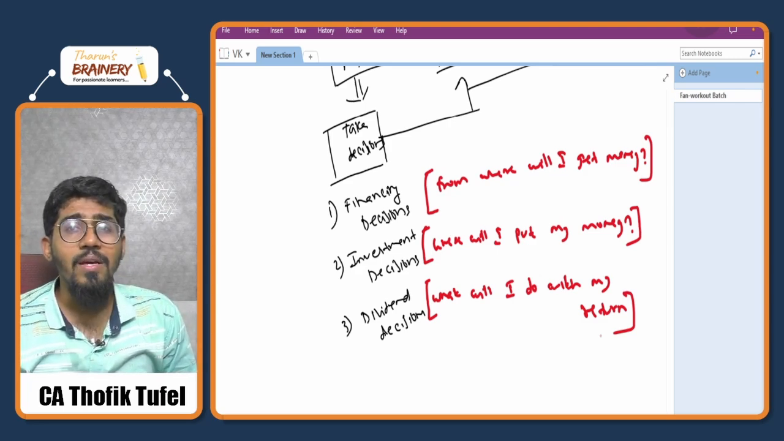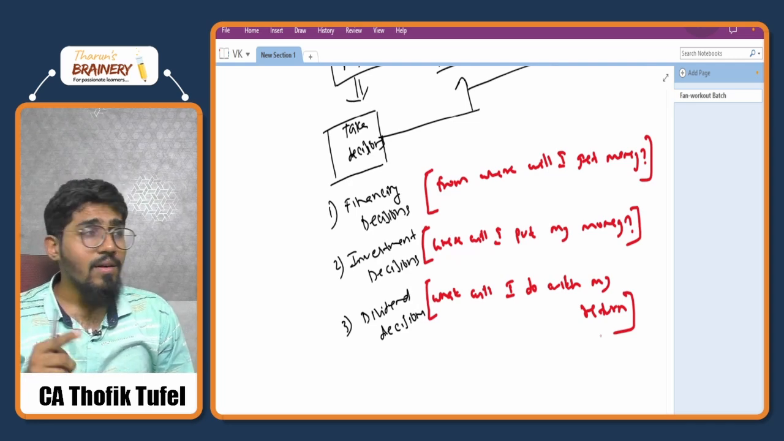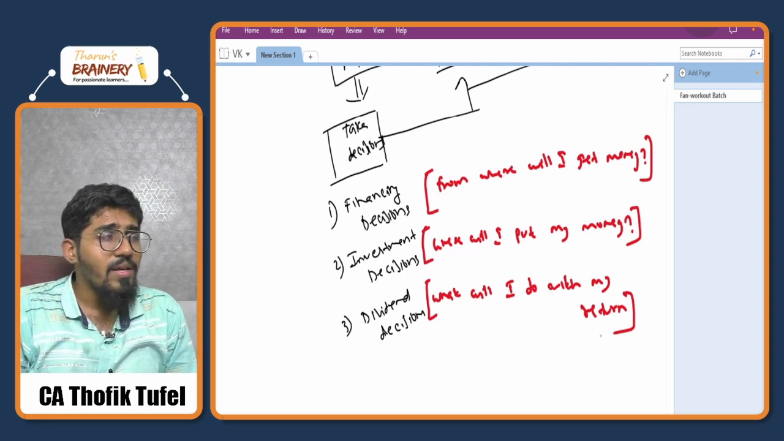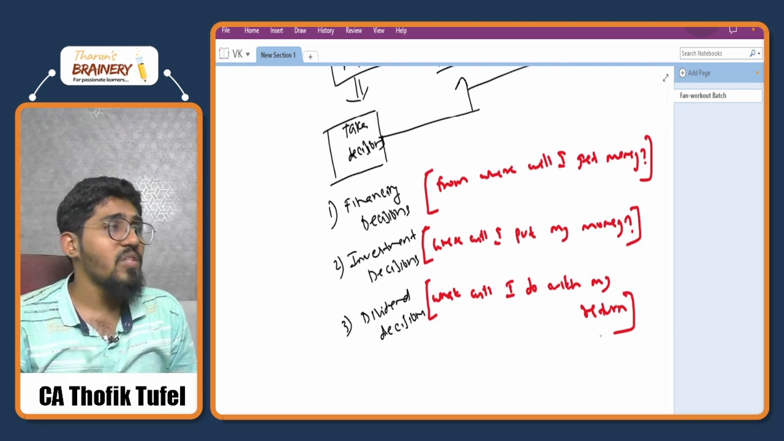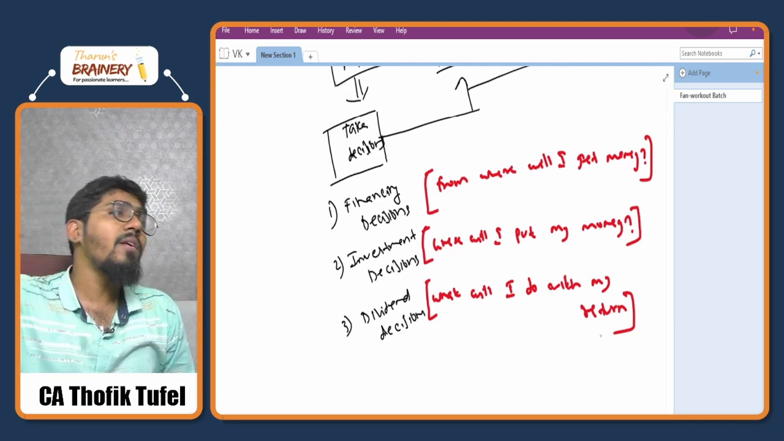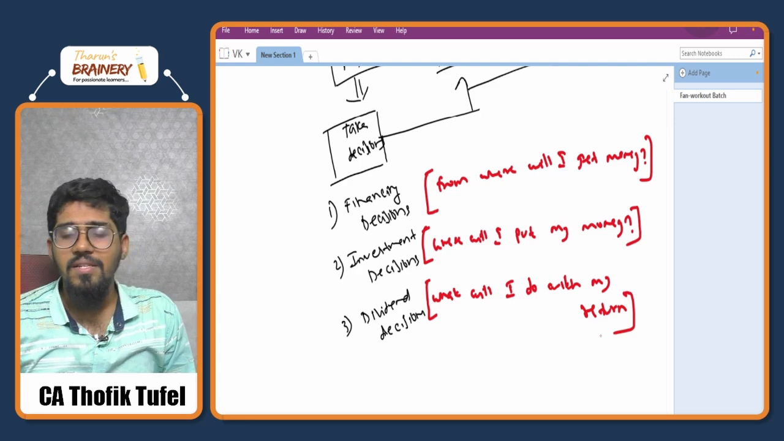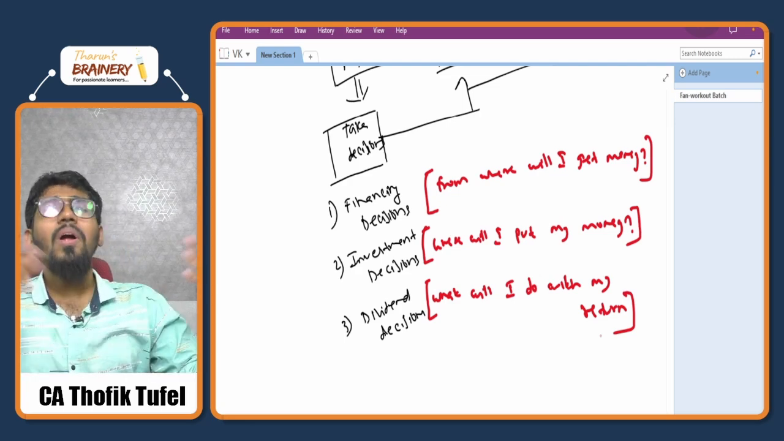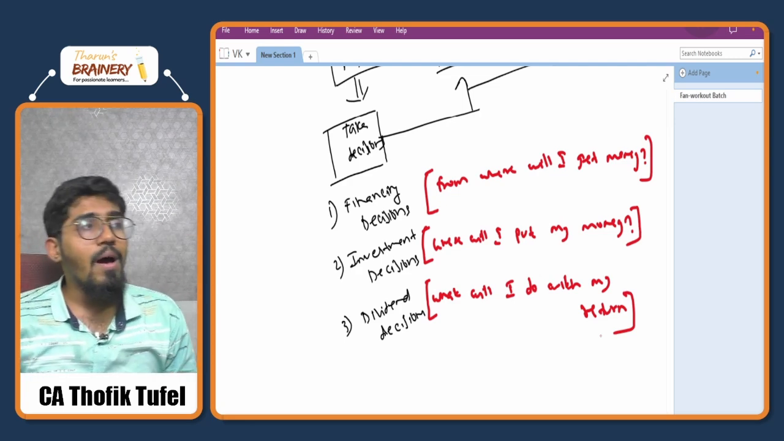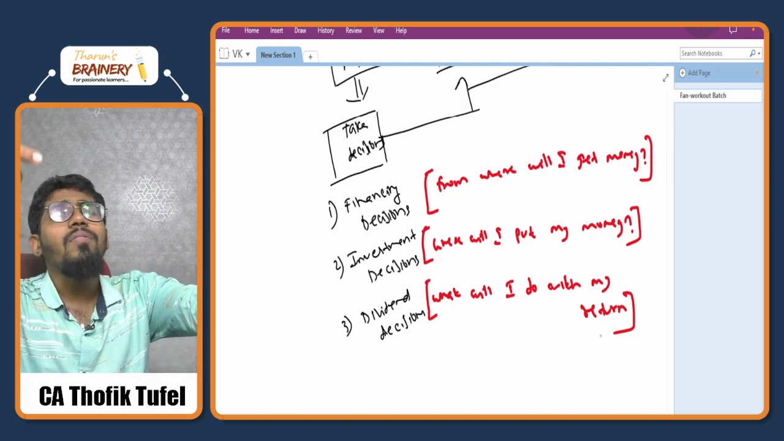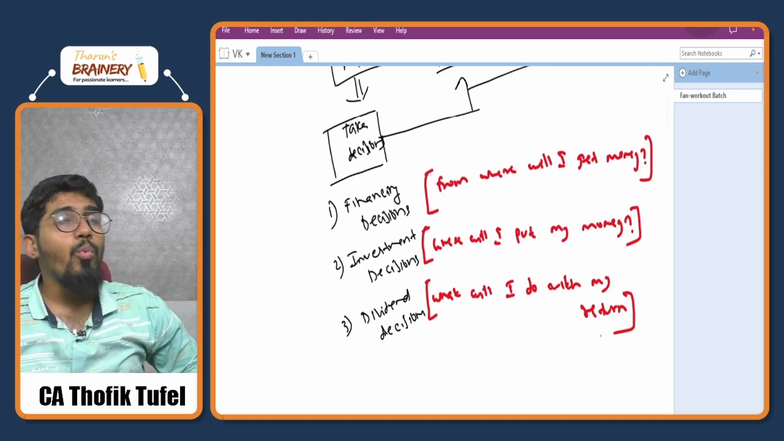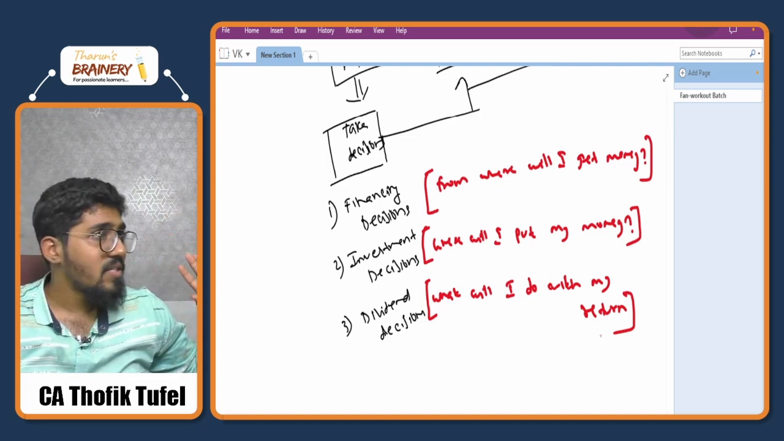Sir, I earned this much money. Now, with the money I've earned, should I purchase a building? Again, that is an investment decision. Should I give this much dividend or that much dividend? Again, that is a dividend decision. Beyond these three, a business will not have any other decision to take. Whatever decisions the business has to take will come under these three heads only.